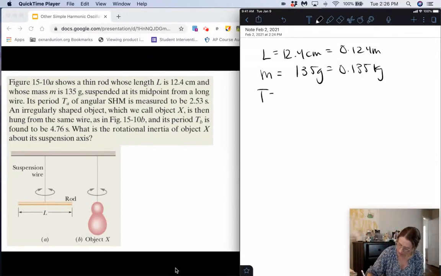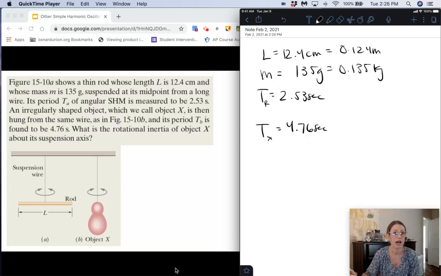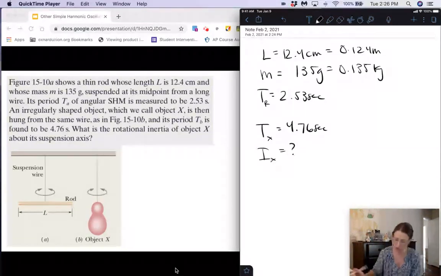So that's our period, and I'll call this the rod. Period of the rod is 2.53 seconds. An irregularly shaped object, which we call object X, is then hung from the same wire as the figure below shows, and its period TB is found to be 4.76 seconds. So I'm going to call this period of object X 4.76 seconds. And then, what is the rotational inertia of object X about its suspension axis? So rotational inertia I of object X is equal to question mark.